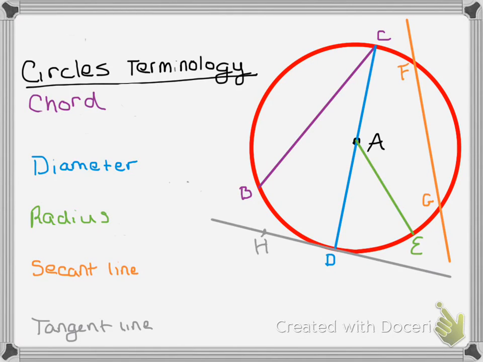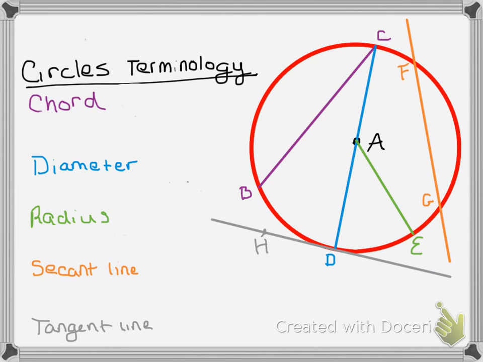Unit 3, which is the unit we are about to begin, focuses on circles and volume. So what we're going to start off with is circles. In this video, I'm going to give you some of the basic circle terminology that we're going to be using throughout this unit: chord, diameter, radius, secant line, and tangent line.